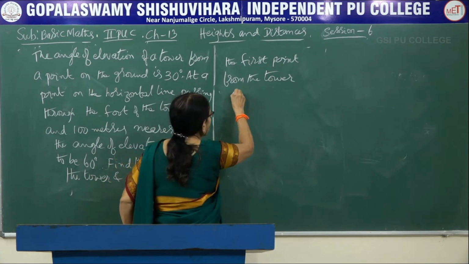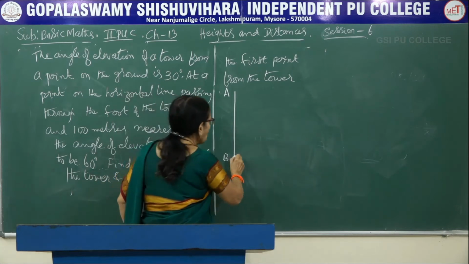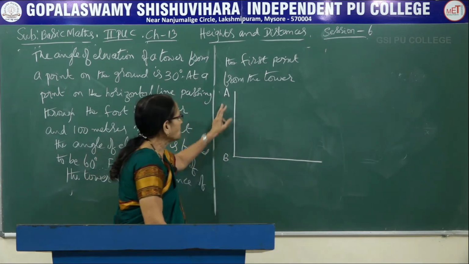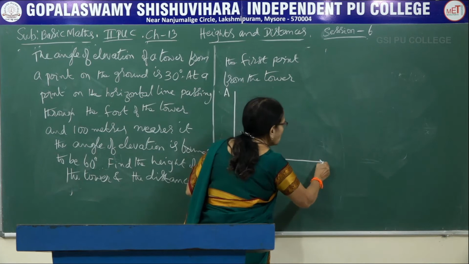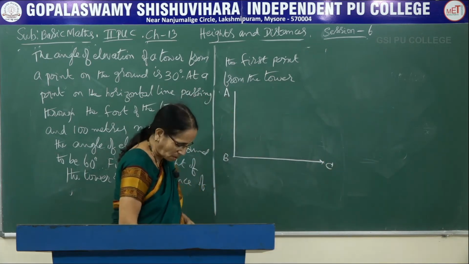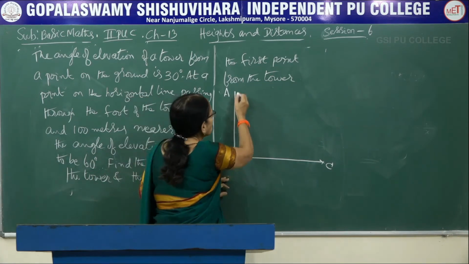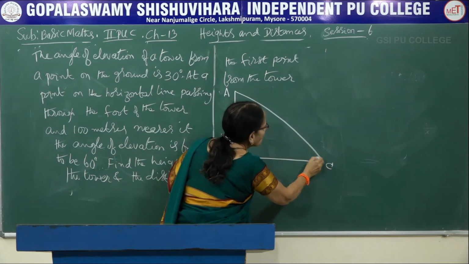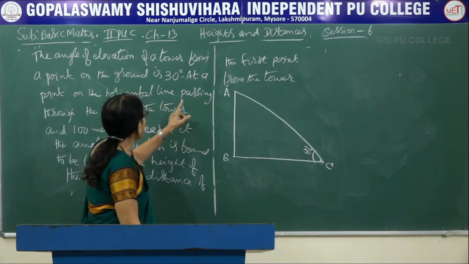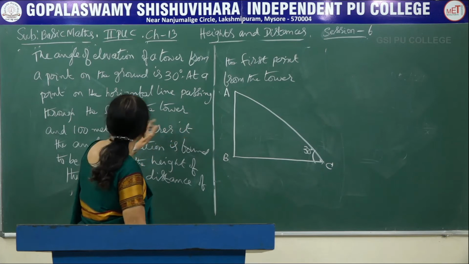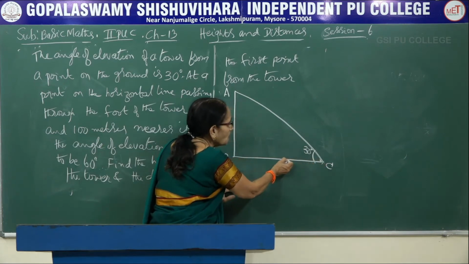Now let me write this. First let me write the tower. AB is the tower. Now draw the horizontal line. AB is the tower, standing on the horizontal line. This is the first point of observation. From this point, when the person observes the top of the tower, he sees that the angle of elevation is 30 degrees. Now, at a point on the horizontal line passing through the foot of the tower and 100 meters nearer, he moves towards the tower.